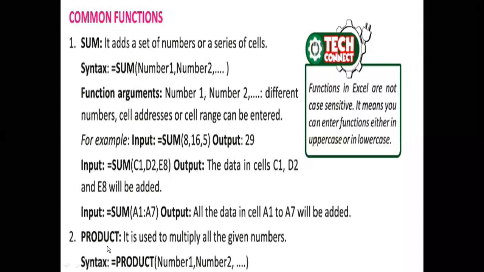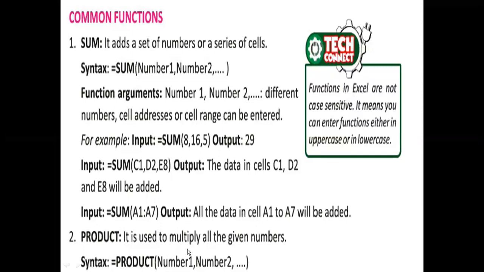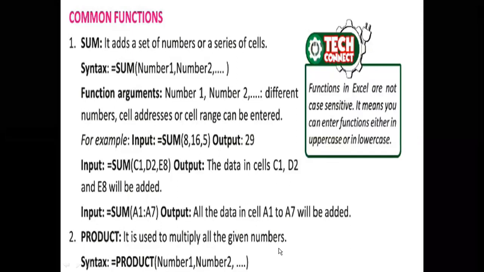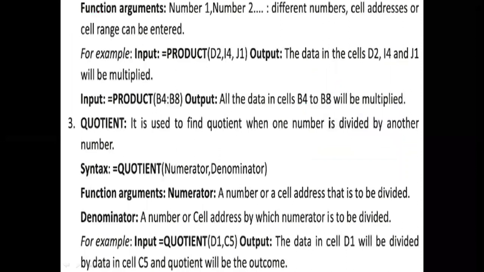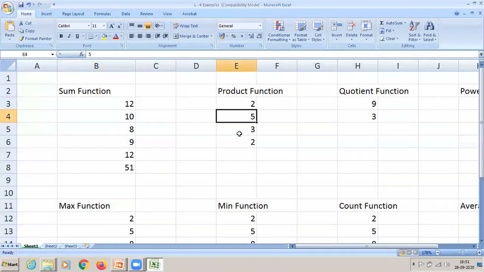Now we have the second function, product. It is used to multiply all the given numbers. The way of writing is product is equal to whichever cell numbers are there, that I have to multiply to get an output. So let me show you an example. Now here I have taken a few numbers. Let me write the formula.